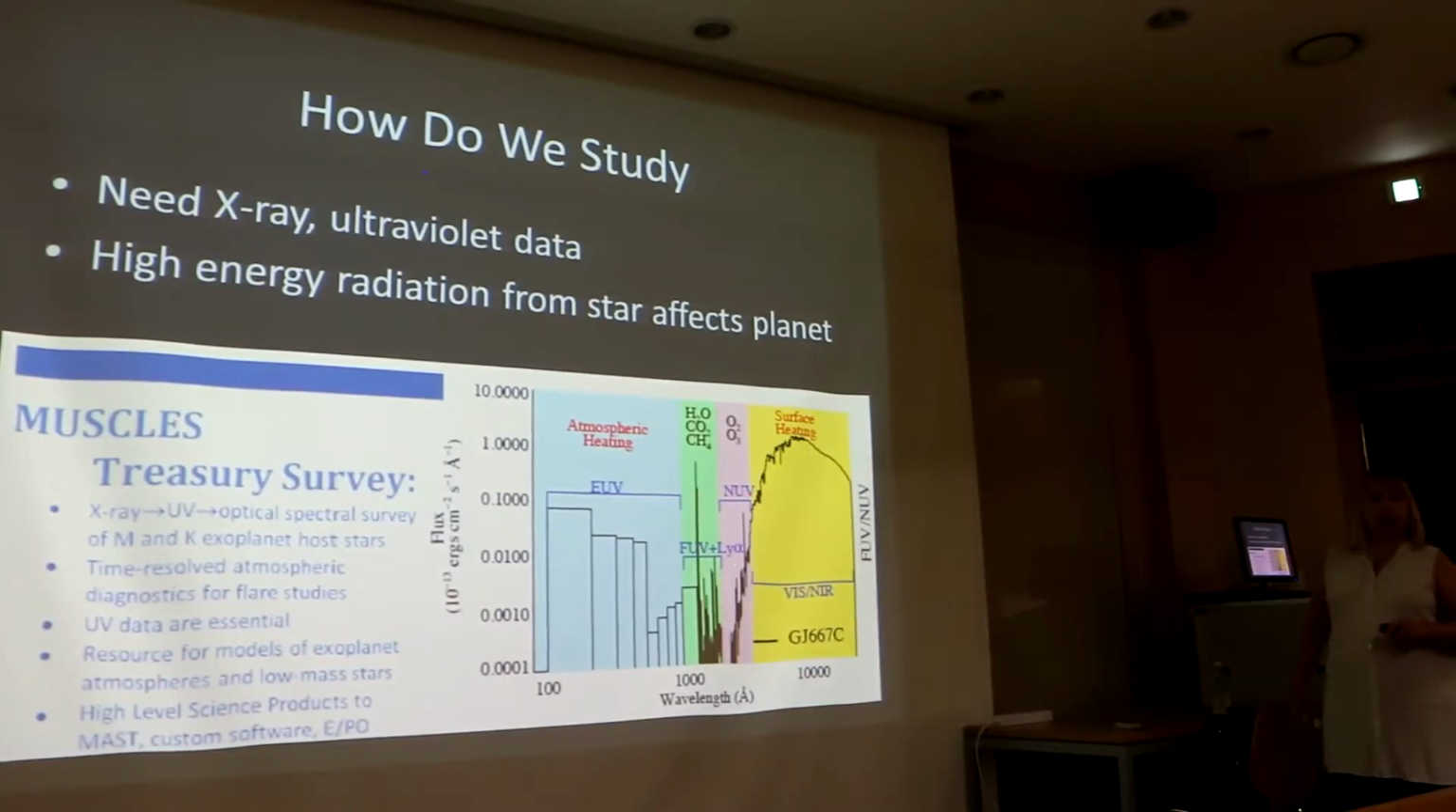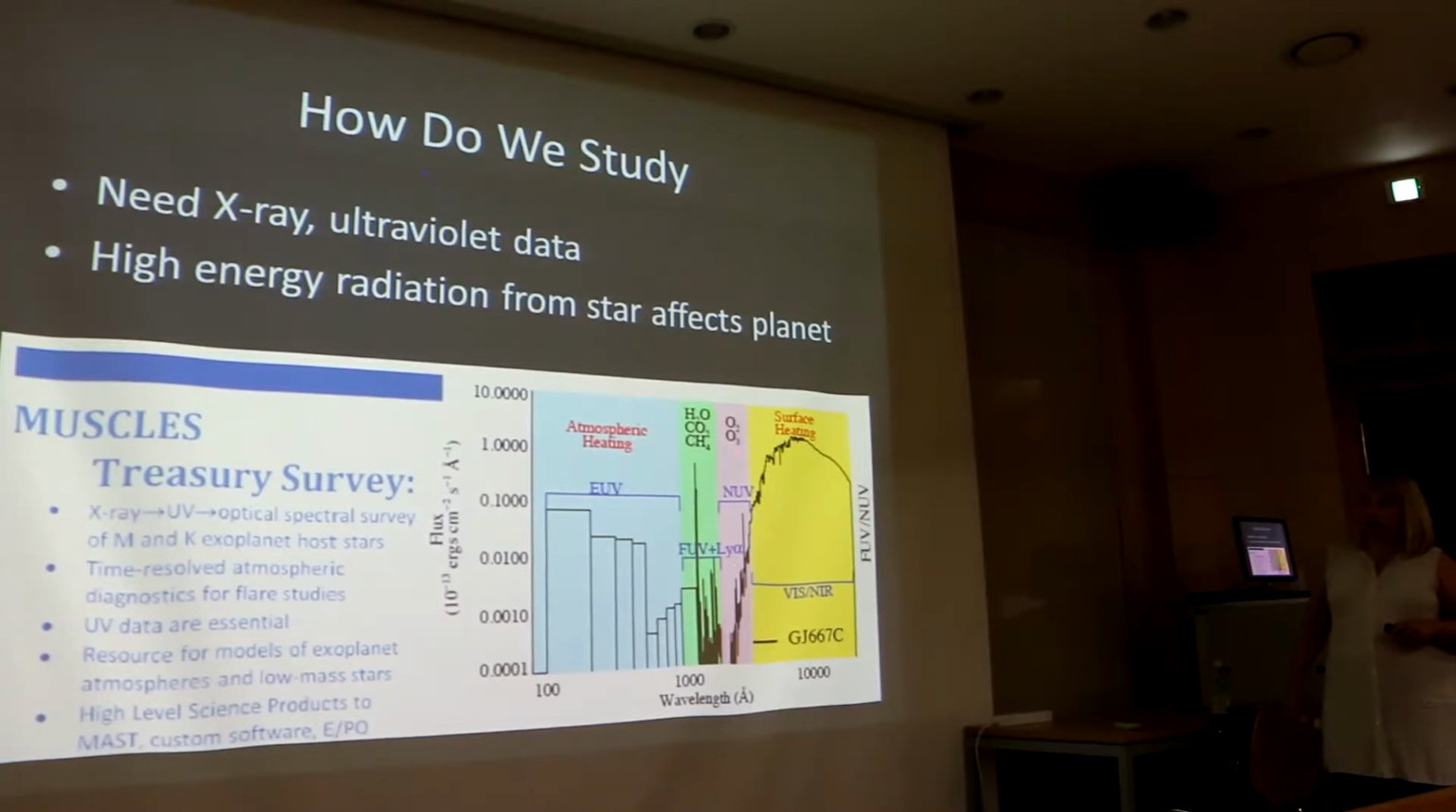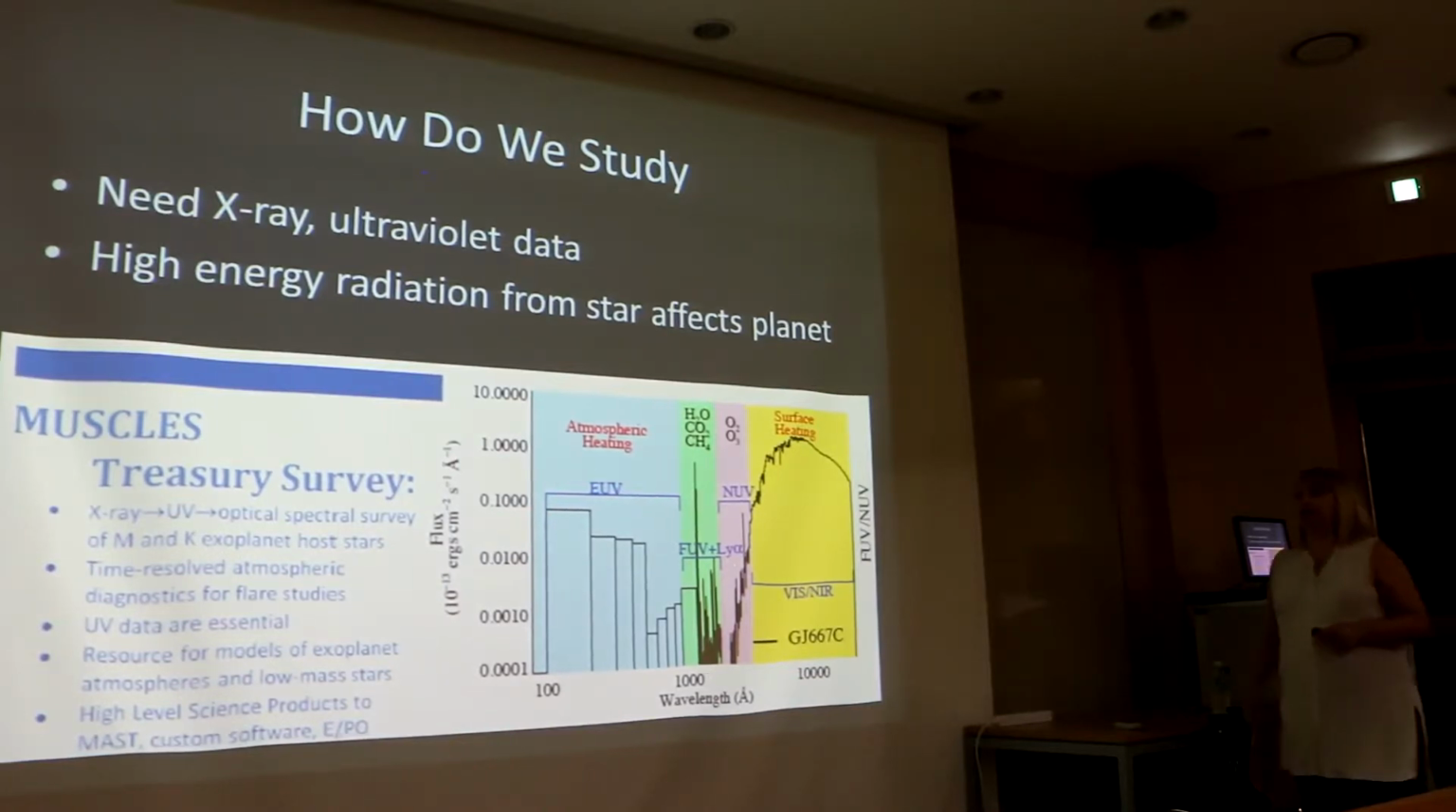The photospheric emission from the star affects heating on the surface of the planet, so you still need to understand that. But it's the ultraviolet that affects whether or not you form certain molecules. The far ultraviolet, the high energy ultraviolet, controls the formation of water, CO2, and methane. And the near ultraviolet affects O2 and ozone. The extreme ultraviolet and the soft X-rays affect how much heating the atmosphere of the planet sees.